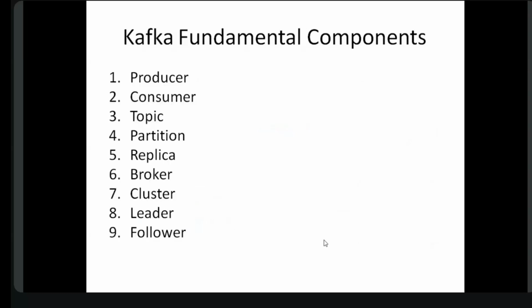Now these are the fundamental terms which we have to discuss. So you just read it once, the complete list. I think few terms you have already heard. First one is producer, consumer, topic, partition, replica, broker, clusters, leader, follower. So these are the 9 fundamental terms which we will be using in Kafka again and again.